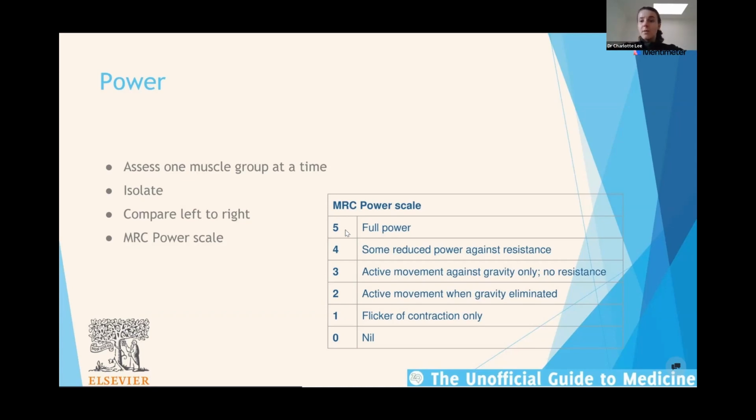3, they can move their arms up, or whatever it might be, but as soon as you resist them, they can't manage it. Active movement when gravity is eliminated is if, perhaps, their arm is lying on the bed, they can move it, but they can't actually lift it in the air. That's when gravity is eliminated. When that limb or the joint is fully supported, then they can move it. And then 1 and 0 are as you'd expect.